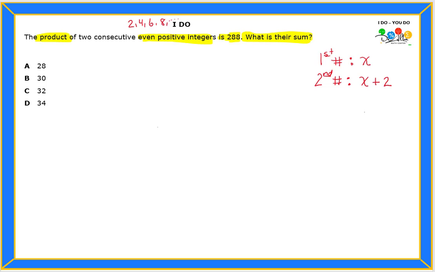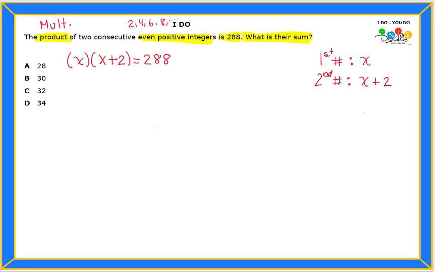Is that right? Okay, now what I know is that I can multiply them because it says product, and product is another word for multiplying. So I know that if I multiply those two, I should get 288. Okay, so let's do that. I'm going to multiply x times x plus 2, and that will be equal to 288. Okay, so what I'm going to do next is get rid of the parentheses, right?